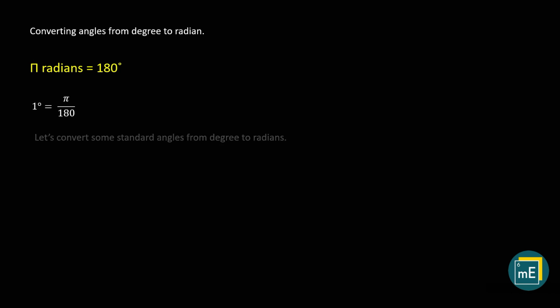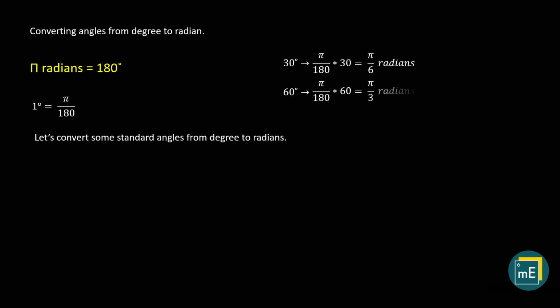Now let's use this relationship and convert some standard angles from degree to radians. Let's consider an angle of 30 degrees. If I multiply this with the ratio pi upon 180, I get pi by 6 radians, and therefore I can say that 30 degrees is equal to pi by 6 radians. Similarly, if I have an angle of 60 degrees, I multiply this with the ratio pi upon 180 and I get pi by 3 radians, and therefore angle 60 degrees corresponds to pi by 3 radians.